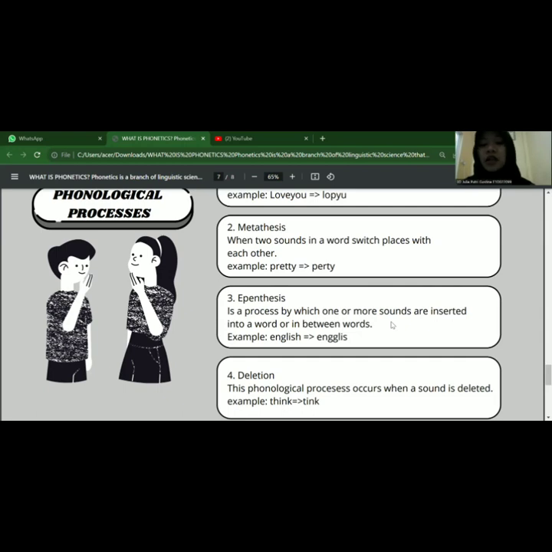It is deletion. This phonological process occurs when a sound is deleted. For example, "think", but the H is not pronounced. The H is only there, but it is not pronounced. And another example is "chair". We do not pronounce the H. It is available there, but we do not pronounce the H, like chair, think, and many others.